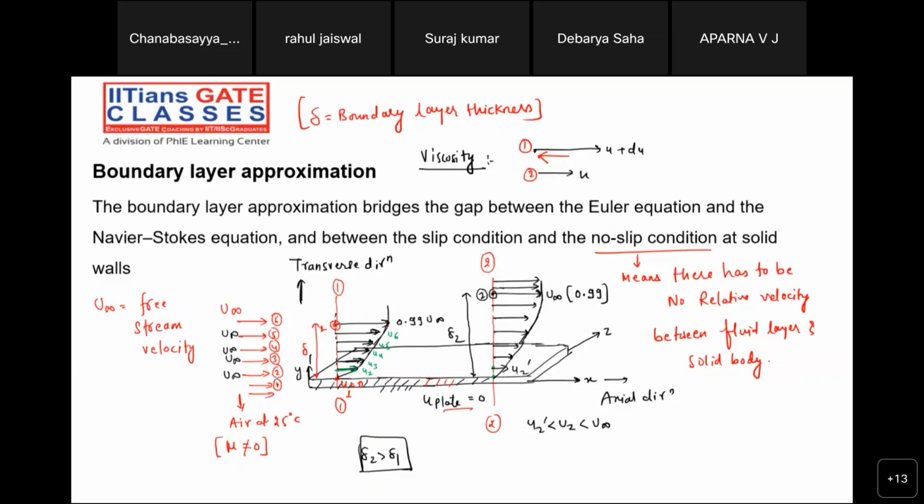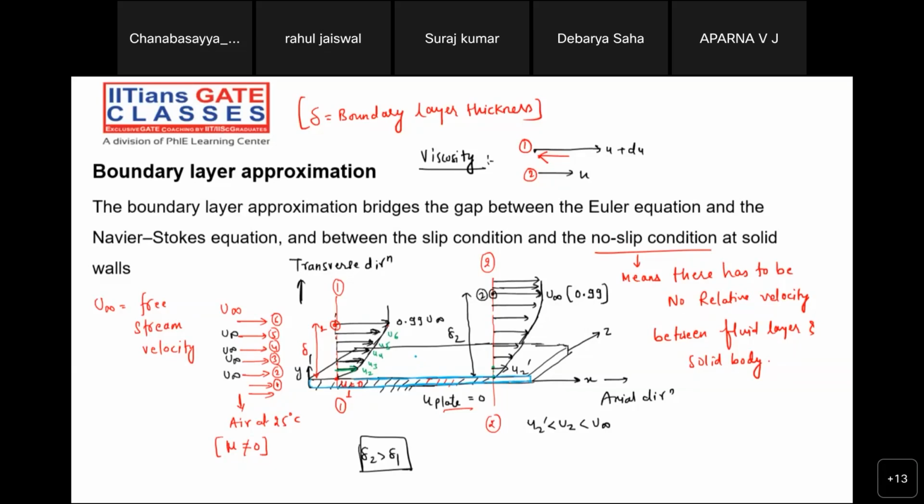The moment they get disturbed by the flat plate, this is the flat plate. The moment they are disturbed by the flat plate, what is going to happen? There is a difference of the velocities in the transverse direction. And why is there a difference of the velocities in the transverse direction? Because of the property called viscosity.